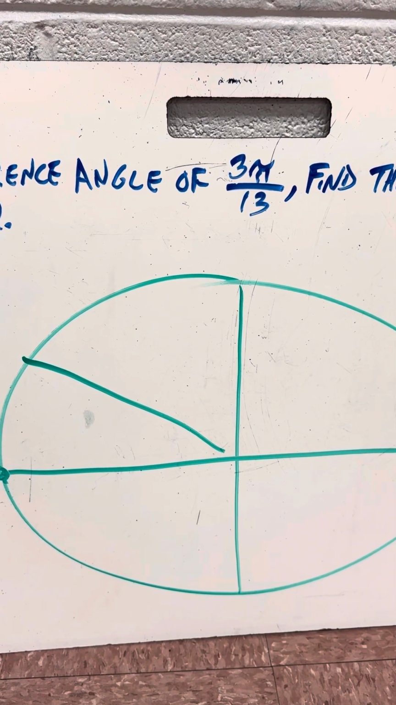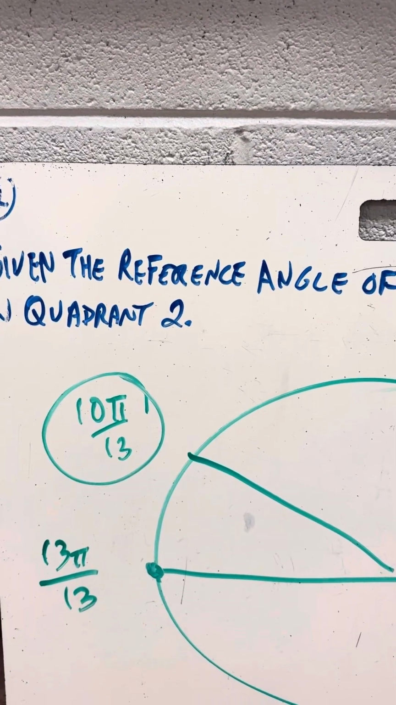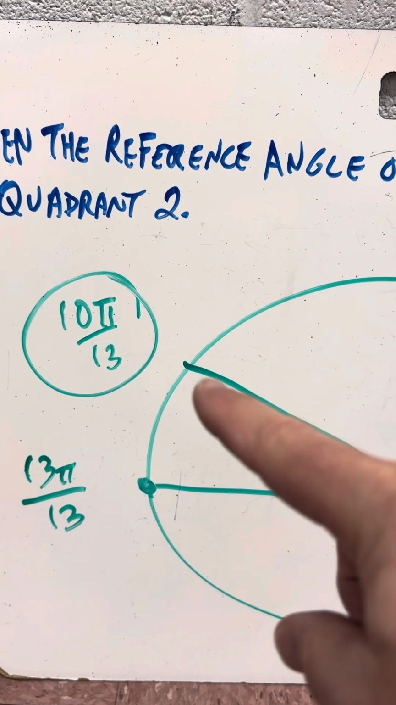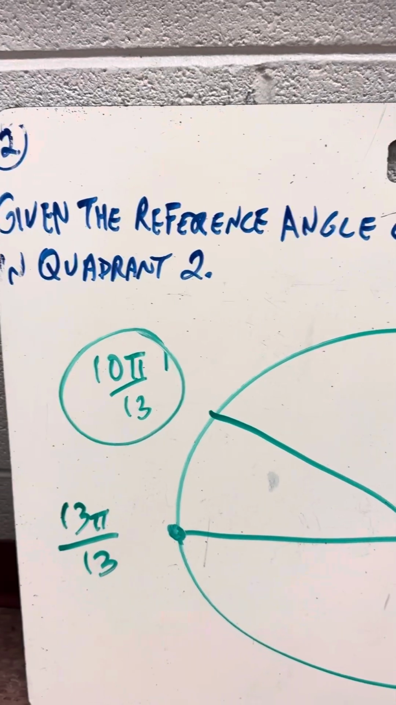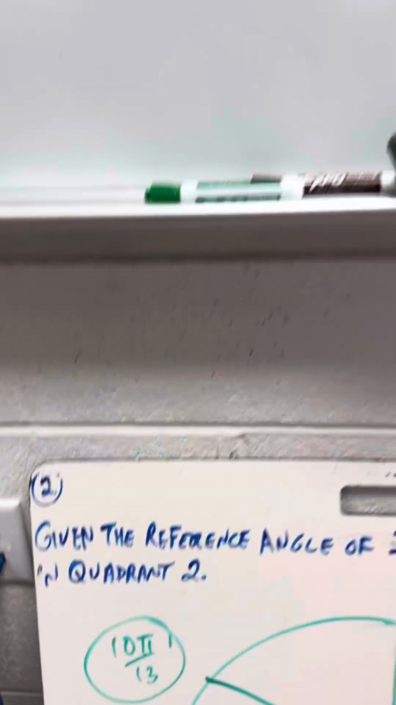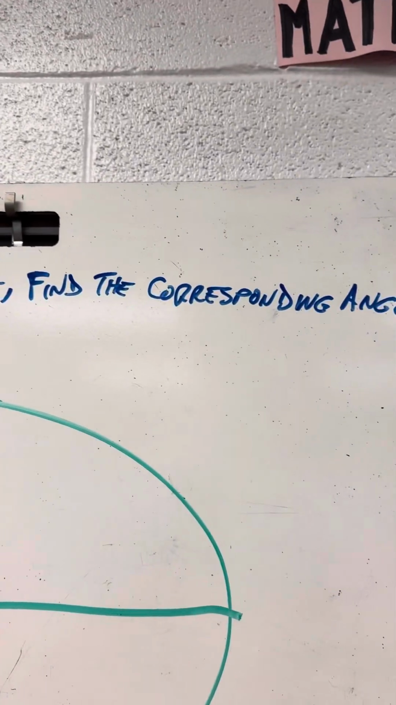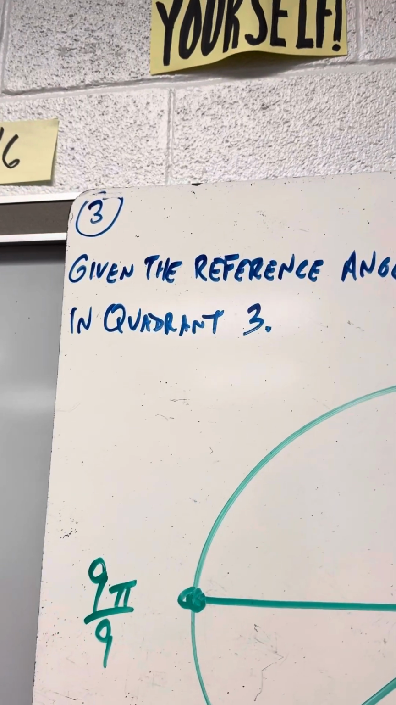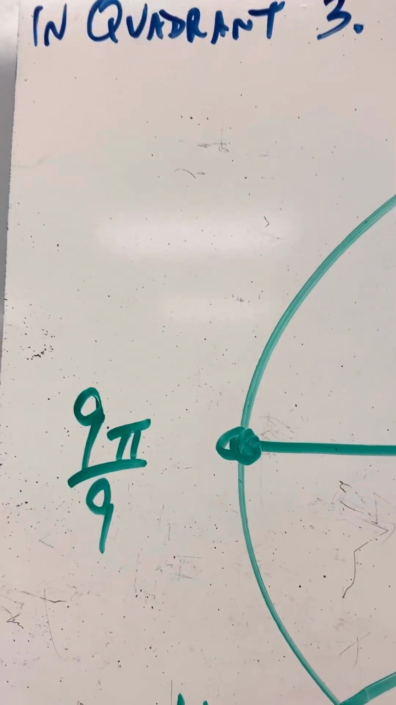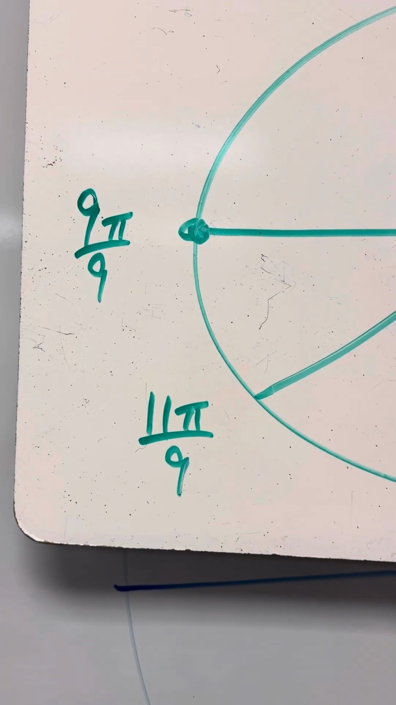So 3 pi over 13 in quadrant 2. Well, this would be 13 pi over 13. If I go 3 up from there, won't that take me to 10 pi over 13? Given the reference angle of 2 pi over 9, what's the corresponding angle in quadrant 3? Well, at 9 pi over 9, what's 2 more? Isn't that 11 pi over 9? That's your answer.